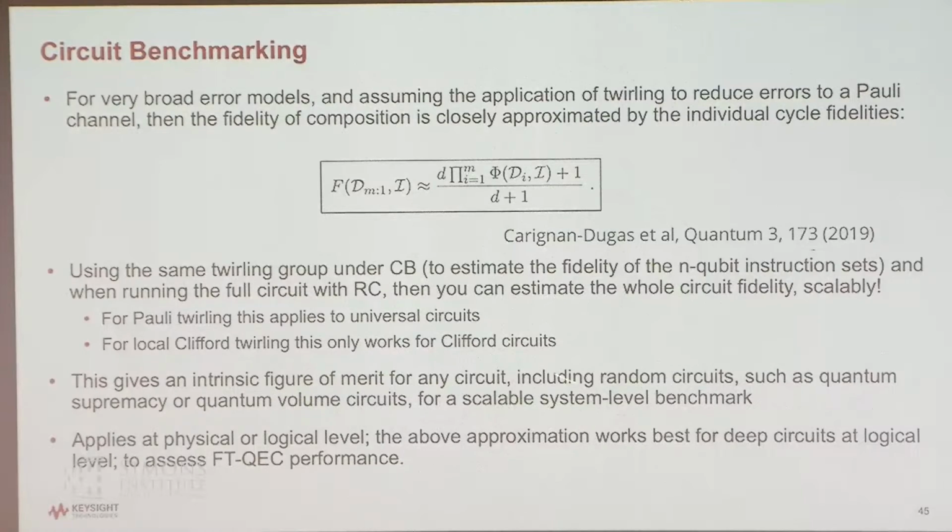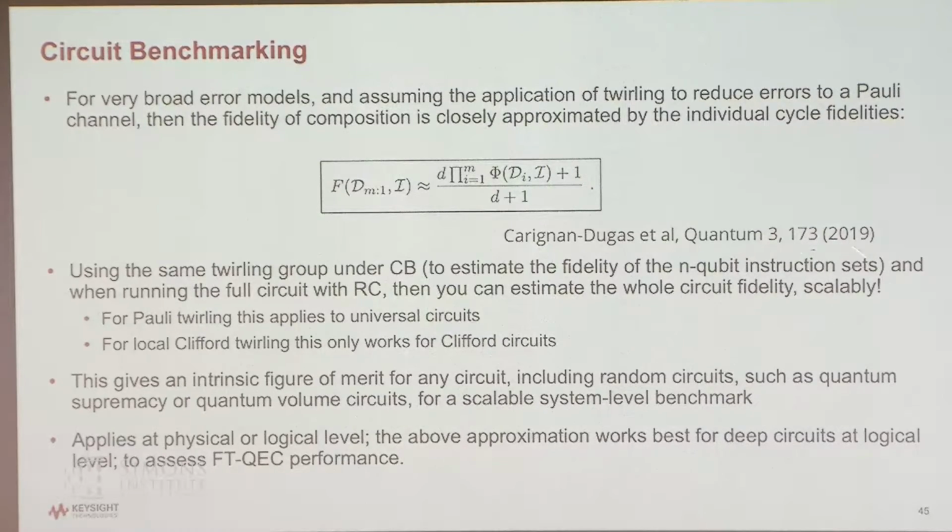Now for this all to hang together, you need to use the same twirling group. You measure these quantities, the fidelities of the individual layers or cycles, via cycle benchmarking. So if you use the same twirling group under cycle benchmarking, namely the Pauli group as the best example, then because you can now use the Pauli group to do randomized compiling on the circuit level, you can estimate the whole circuit fidelity from these component fidelities.